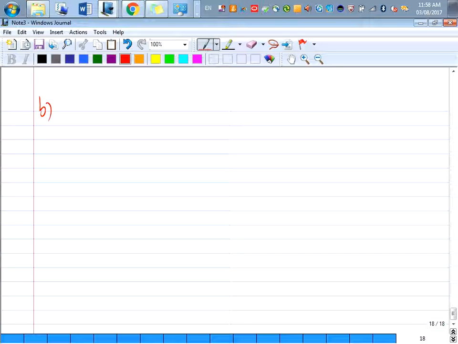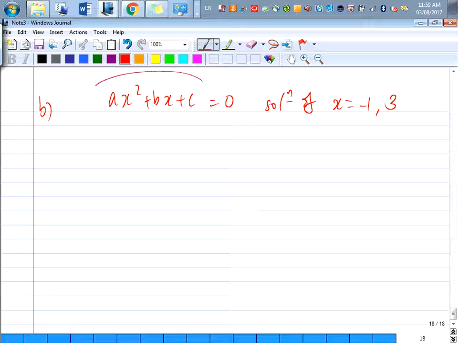Okay, quadratic curve. Find the equation of the curve. What are the clues they gave you? The x intercepts. When they give you the x intercepts, it means that the equation ax squared plus bx plus c equals 0 has the solutions x equals negative 1 and 3. The x intercepts are negative 1 and 3, so the solutions of this equation are negative 1 and 3. In other words, (x plus 1)(x minus 3) equals 0, right?